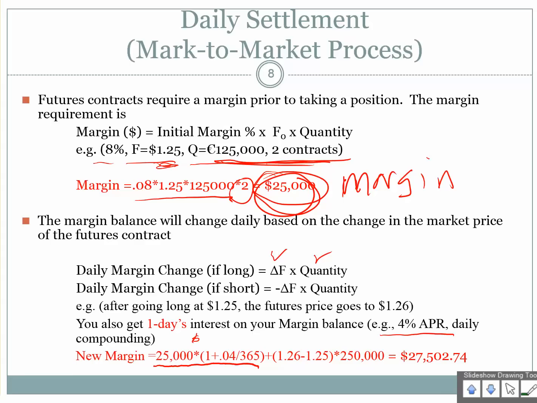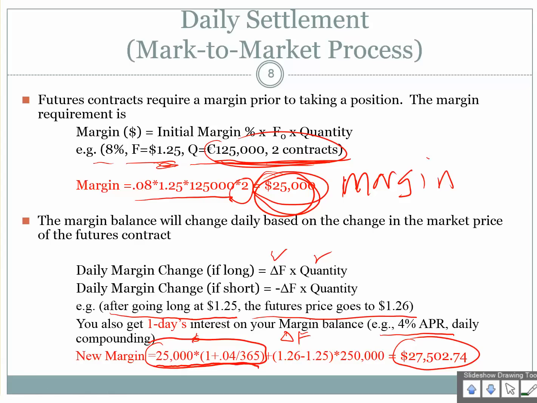So here's the example. After going long one day at 125 for 250,000 euros, the futures price goes from 125 to 126. Your margin balance goes up by the interest, a couple dollars. Then the change in the futures price of 1 penny times the 250,000 euros, which is 125 times 2, you pick up another $2,500 in your account. And so what you see is you now have 27,502 in your account. You can actually withdraw that change. You can withdraw everything above that initial margin.